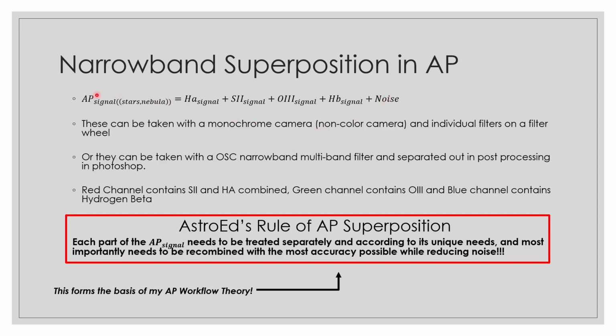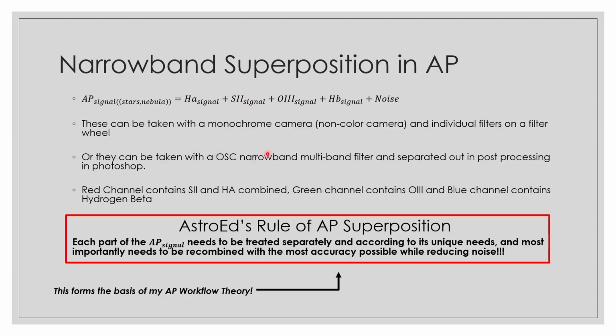So this signal, of course, can be taken with a monochrome camera and individual filters, say on a filter wheel, and you can take each one of these. So naturally, monochrome filter wheel imaging kind of starts doing this superposition idea where it separates out each signal and you have to recombine them later on in post.